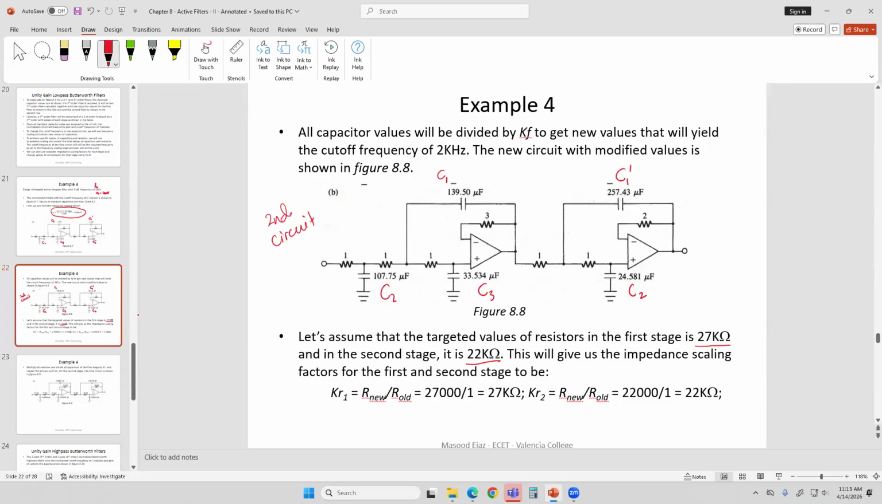You have to divide what? I'm sorry. Well, no, that's going to be 3. So let's just multiply that 3 times 27 or 22. Yeah, you just multiply that. So it's 3 ohms, and we are targeting 1 to be 27,000. So you just multiply that 3 times 27,000, and that's the value of that resistor in the final circuit.